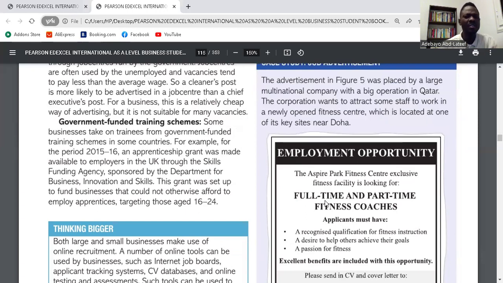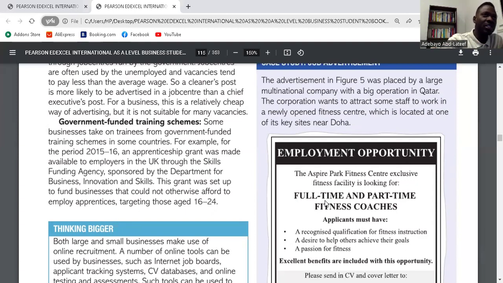Let me just explain instead of reading the stories here. For government training schemes, the government will train these workers. If employers need them, they go through these government parastatals to recruit. The government has trained them and equipped them, so if you need employees, you go there and employ them.